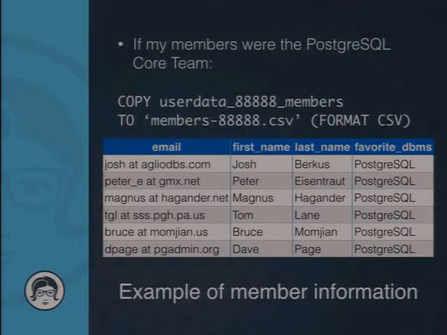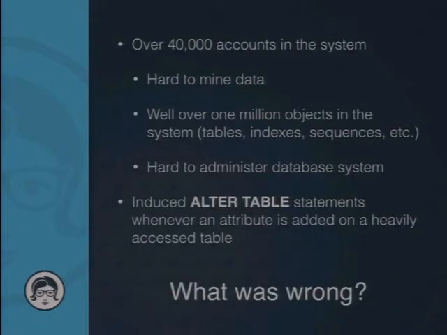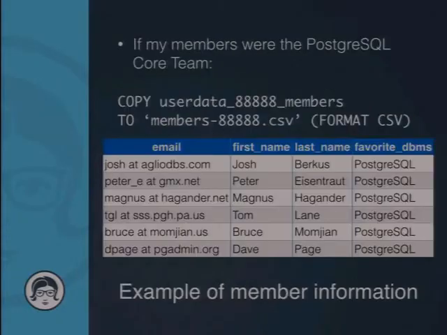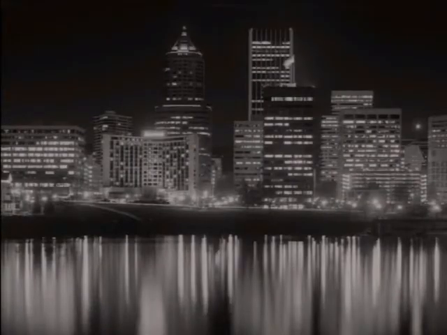So here's an example. If I was emailing all the core members of the Postgres core team, I would have their email address, their first name, last name, and their favorite database in the table. For those of you who are in here, did I get your favorite database right? Oh, come on, let me edit that. All right. Yeah, okay, I'll have to fix it later.